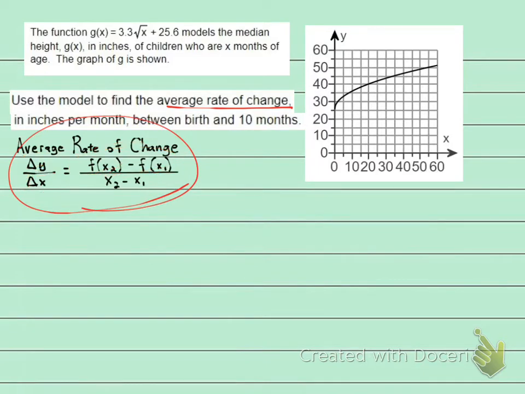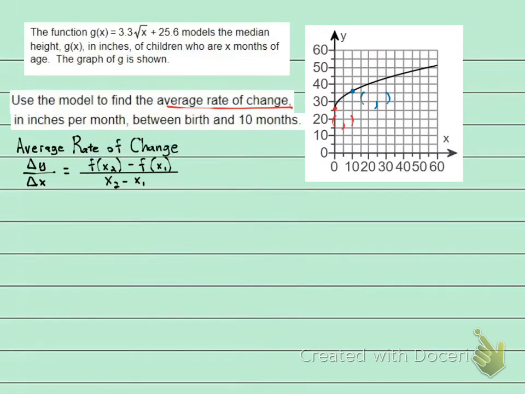And the points that they want us to find are at birth, which is here, at 0 months, and then 10 months. So if you look up on the graph, we're basically going from this point, in the red, to this point in the blue. Okay, so we need to find the x and y value of the red point, the x and y value of the blue point, and then we'll be able to plug those four things into our equation.